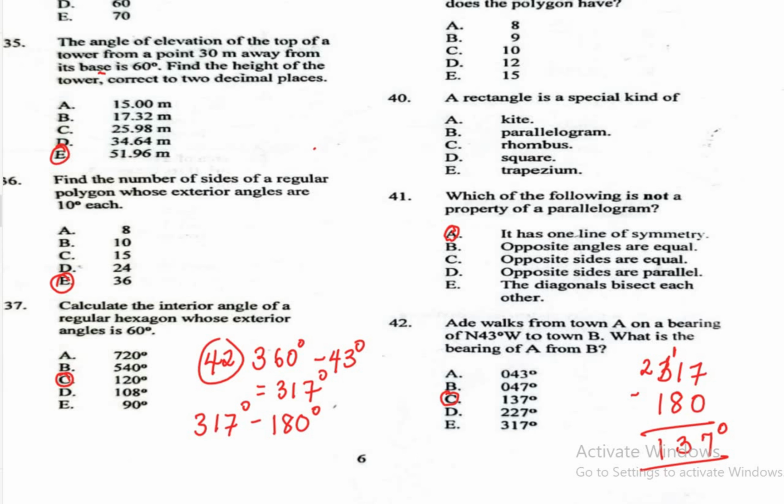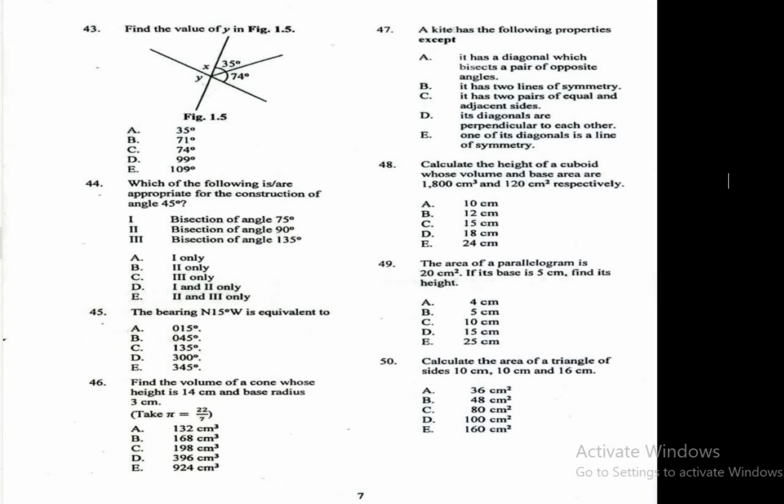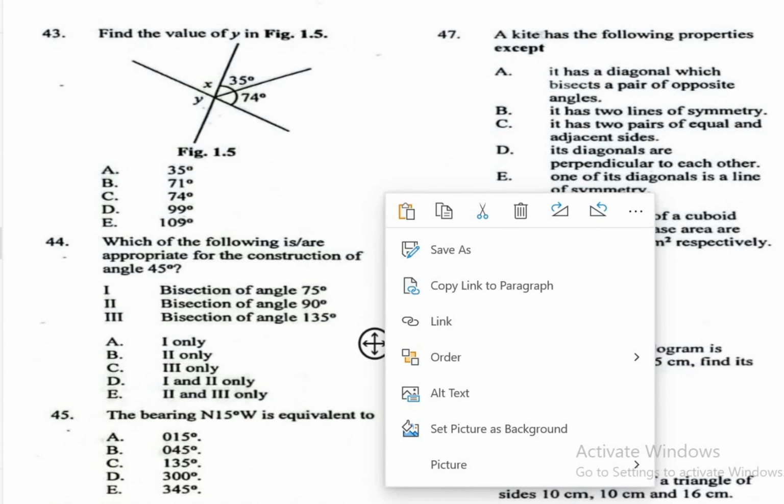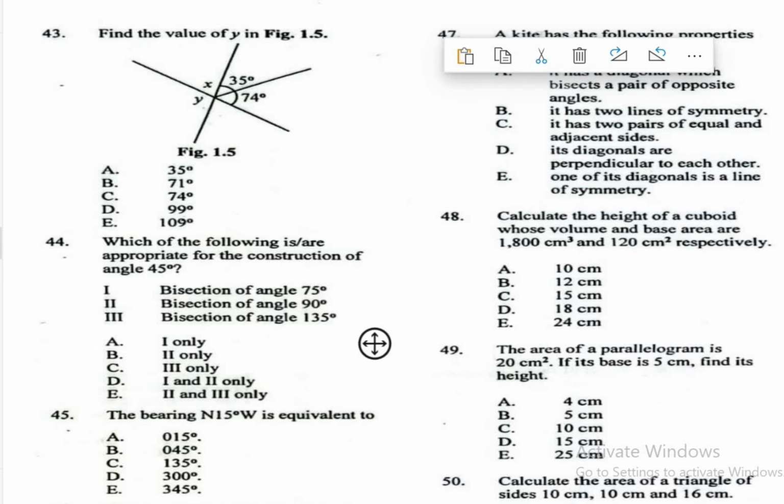Let's take the next question, question 43. All right, question 43 says, find the value of y.